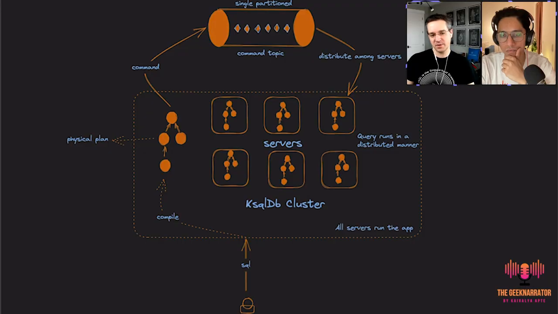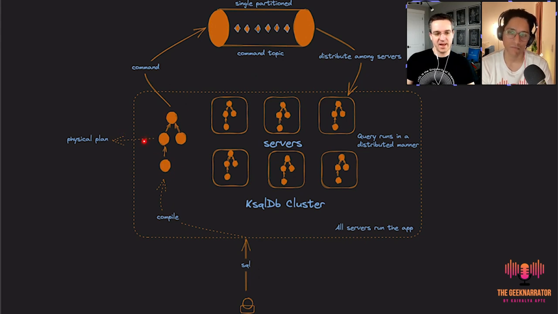And it's actually a very, very interesting model. So by default, what is happening is the following. You issue your query to one of those servers, right? So the server is parsing SQL. It is verifying that all the columns exist in the catalog, and it does all the query parsing. And then it compiles it down into a Kafka Streams application eventually.